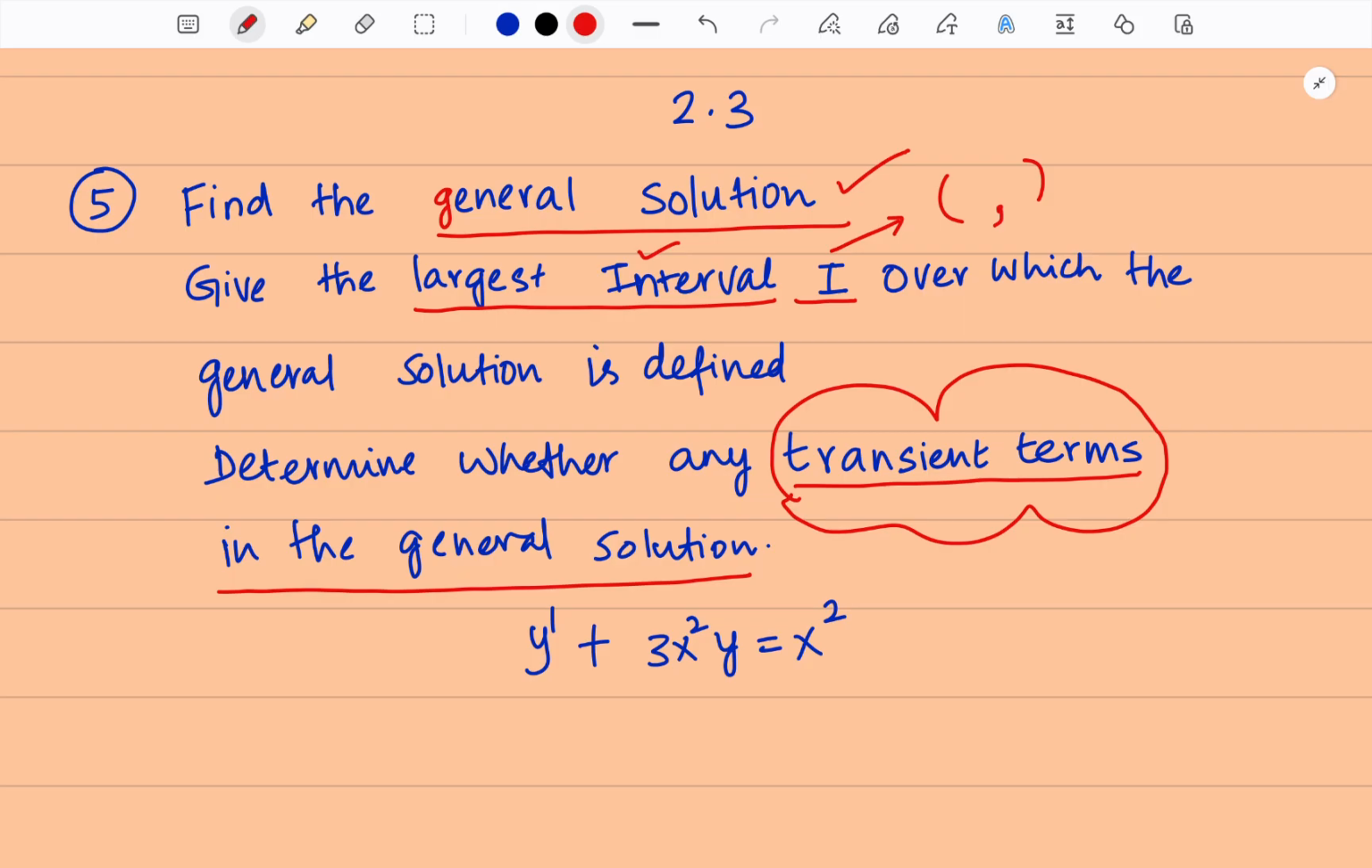In an RL circuit, which is a resistor inductor circuit, where does this transient situation come? Here, when a current is suddenly applied to an RL circuit, the current doesn't instantly reach its final value due to the inductor's opposition to changes in current. The current increases exponentially before stabilizing at a steady value.